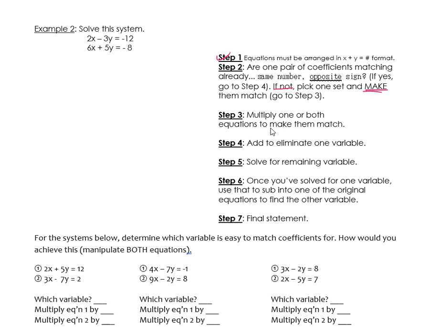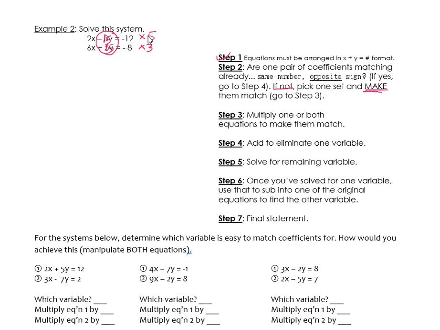Multiply one or both equations to make them match. So let's say I wanted to make the y's match. Now you're thinking of something like a common denominator. You have a 3 and a 5, and you need to think of what number you could turn them both into. If you just multiply by the opposite number, it will work. So if I multiply this equation by 5 and this equation by 3, these will both turn into 15s. And then they'll match, and all the other numbers will change too.